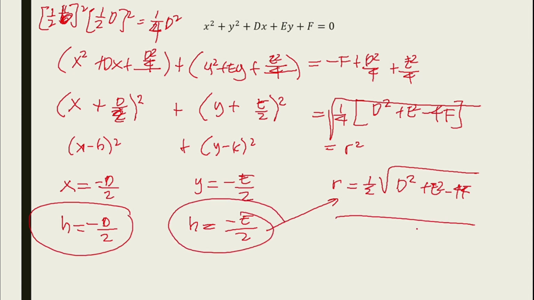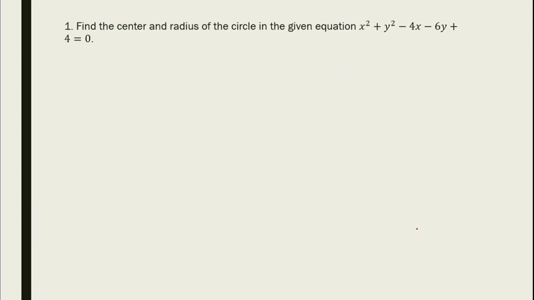So let's have example number 1. Find the center and the radius of the circle in the given equation: x squared plus y squared minus 4x minus 6y plus 4 is equal to 0. We have to solve it two ways.